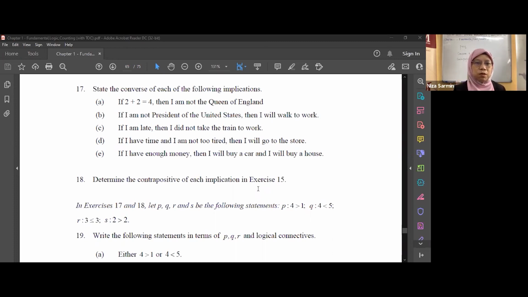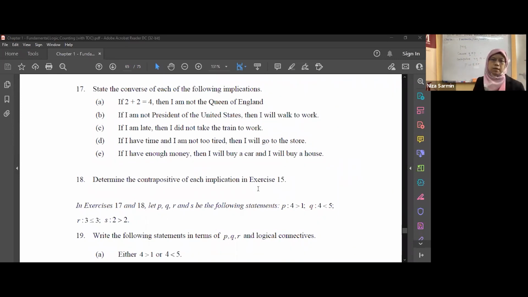Okay, so the contrapositive, let me give you the first one and the last one. This is the contrapositive. I will give the first one. If I am the Queen of England, then 2 plus 2 is not equal to 4. Right? It's not Q implies not P. If I am, not is positive, right? If I am the Queen of England, then 2 plus 2 not equal to 4. Okay, part E.